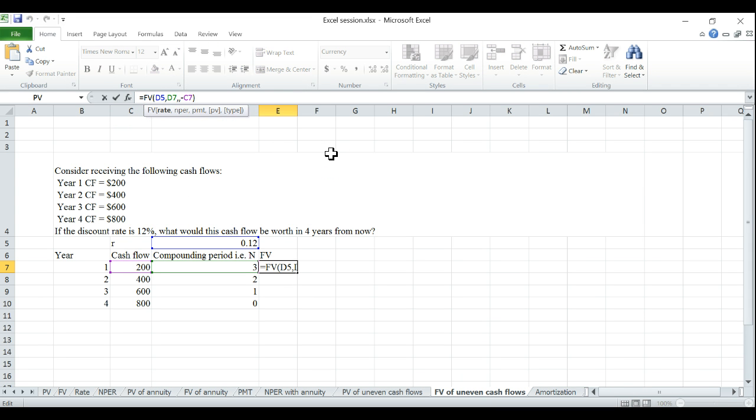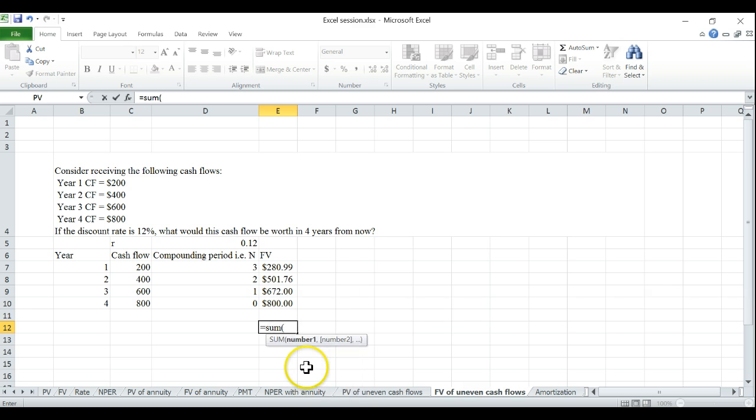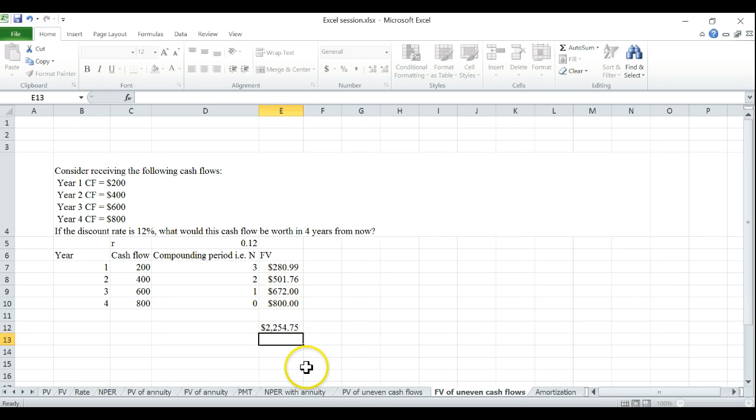Then I want to freeze my interest rate because that is always going to be in D5, but my cash flow and the number of compounding periods will change. So when I copy it, as you can see, we changed it for the second cash flow, third, and then fourth is already at time period 4, so there wasn't compounding basically, so it's the same as 800. And then the sum of those is the total future value, which is 2254.75. That is the future value of uneven cash flow, okay?